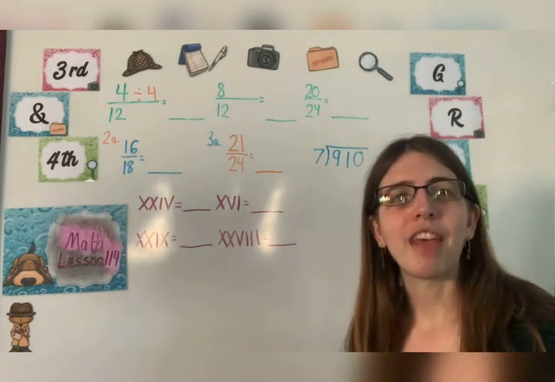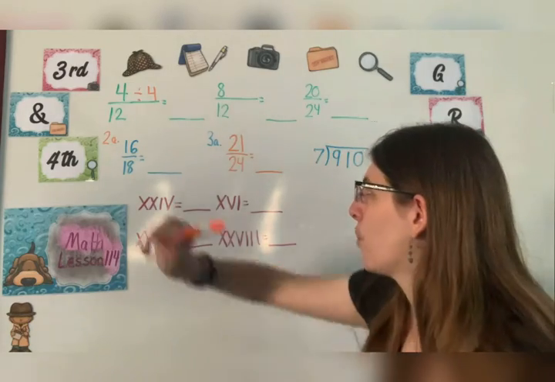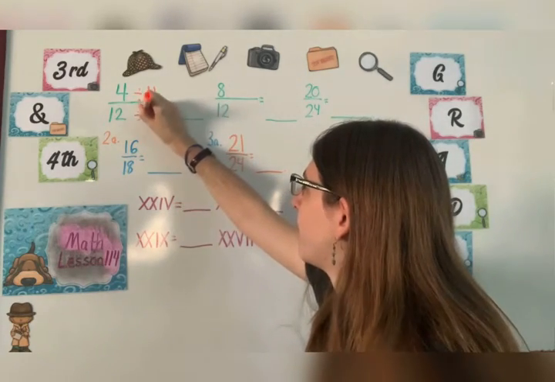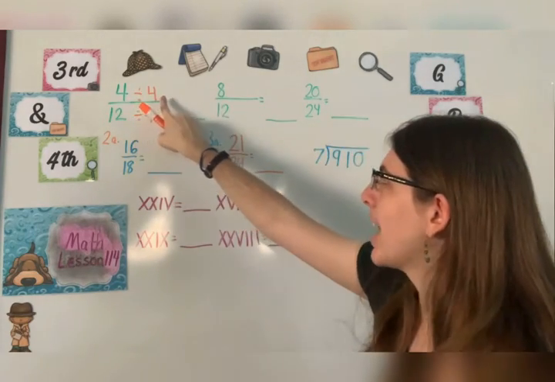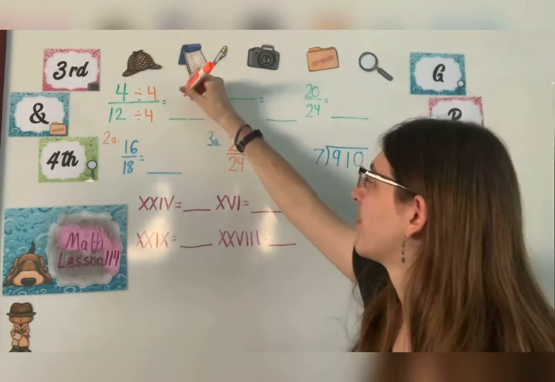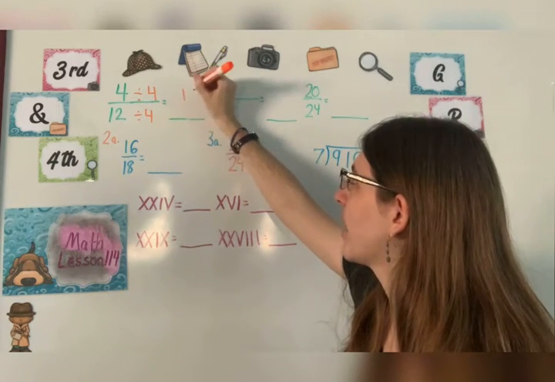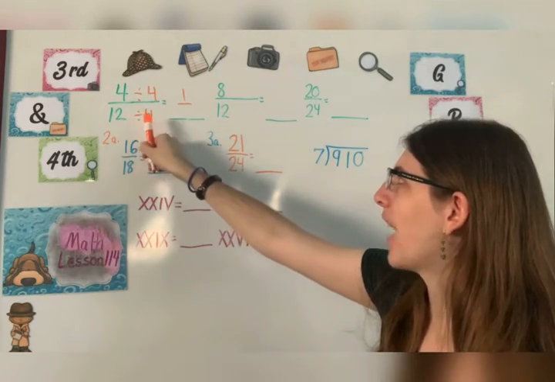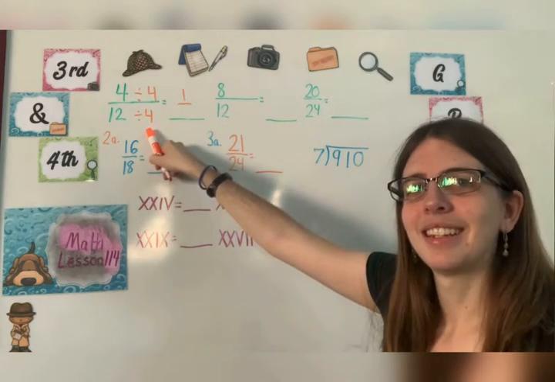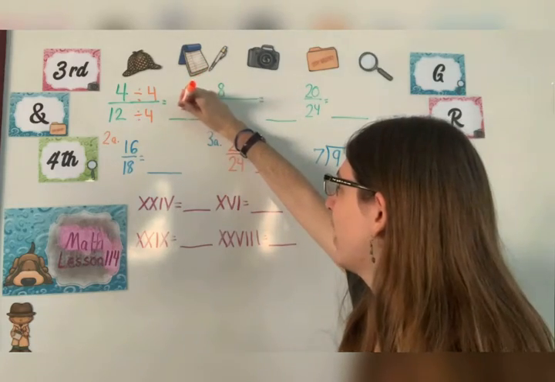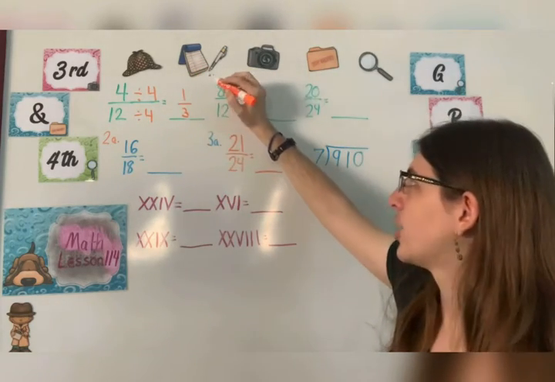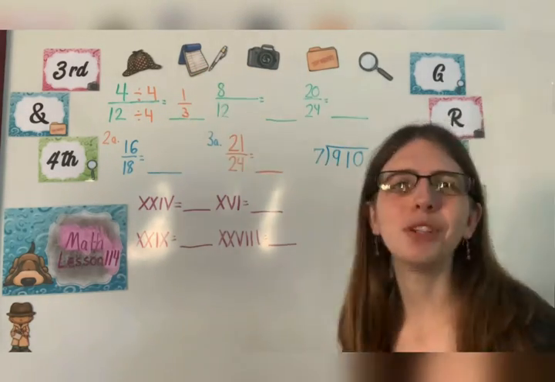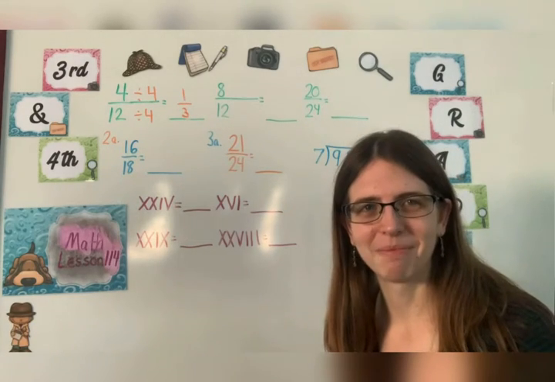Now you already have that part written on your paper, so don't worry about writing that. 4 divided by 4 is what? 1. Very good. That goes in your numerator. Then draw your fraction bar. 12 divided by 4 is 3. Very good. So your fraction is 1/3, reduced from 4/12.